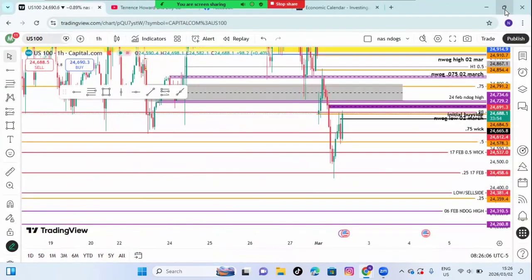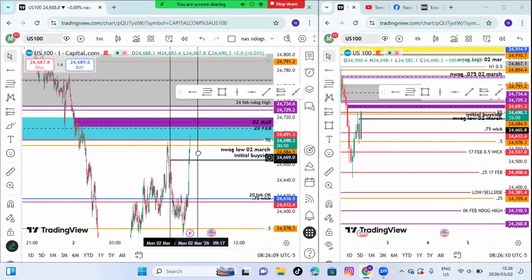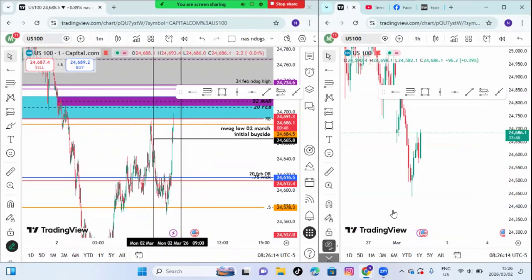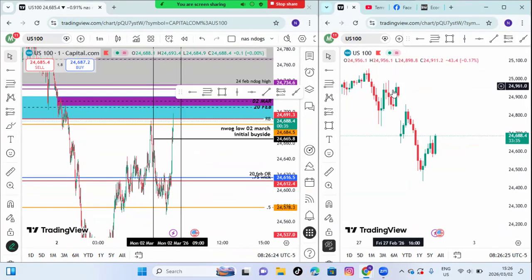Zoom, press. There we go. So in here, okay, this is the 1 minute. We can even do that. So we opened up with a gap to the downside. I'm not anticipating that this gap will be closed. It's beautiful when they leave it like this for me.